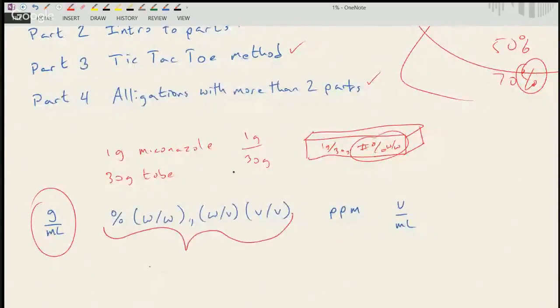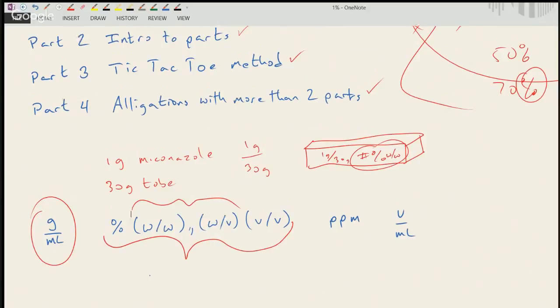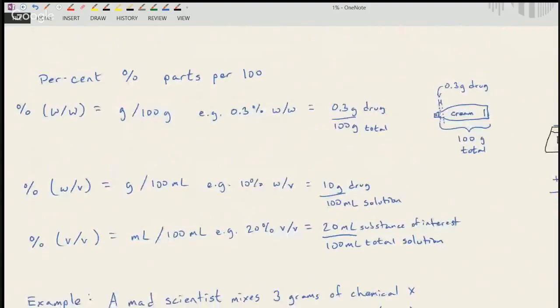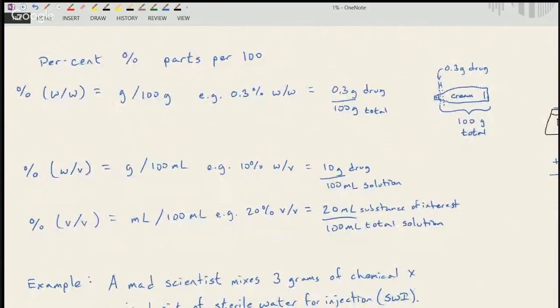The units that you will most likely see concentration expressed in pharmacy is percent weight per weight, percent weight per volume, or percent volume per volume. Usually it's one of these two, though. So what is meant by percent weight per weight or weight per volume? Percent weight per weight is a way of expressing grams of a substance of interest in 100 grams total.